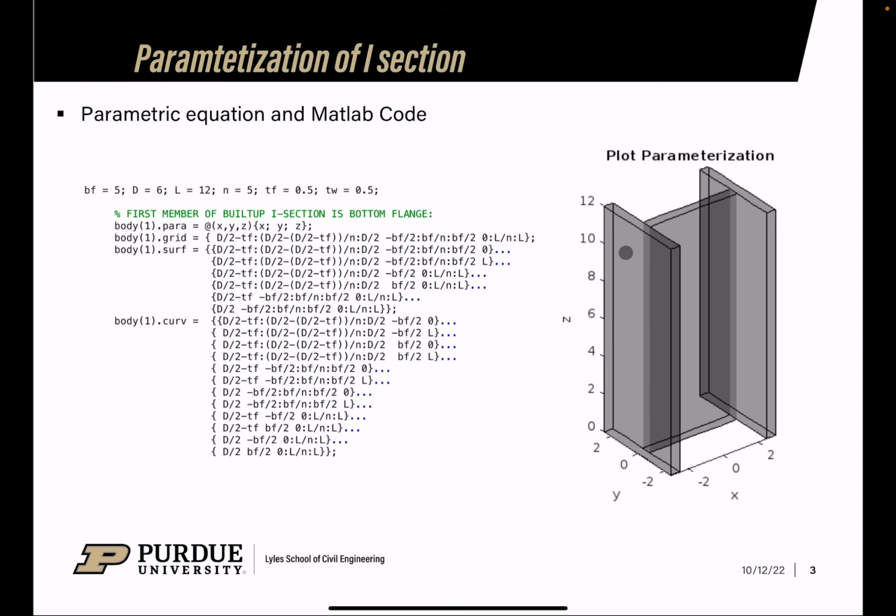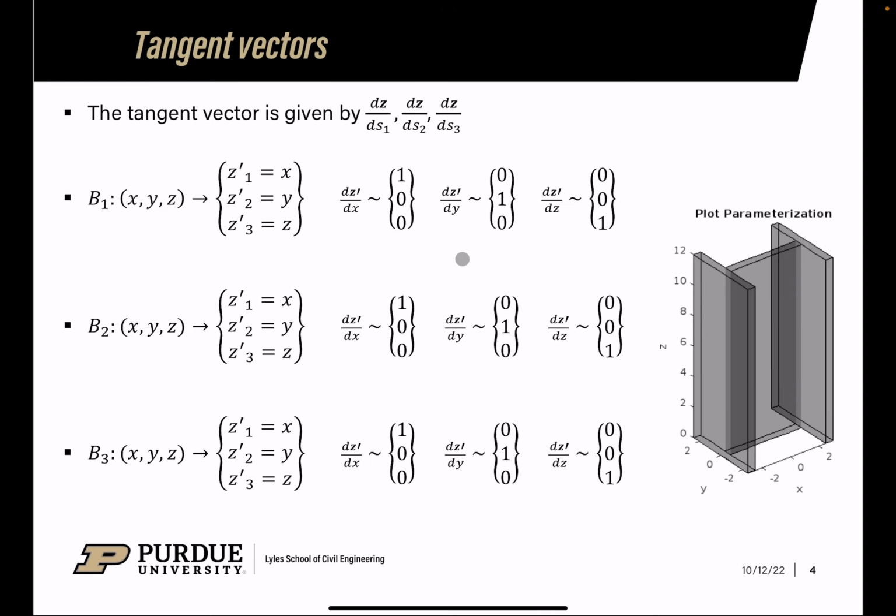So the body I've chosen is an I section, and the parameterization is here. This is for the bottom flange, that is this one. The same thing can be done for the web and the top flange. And here I have defined some surfaces too to compute areas and volumes. Then I have defined tangent vectors to this body.